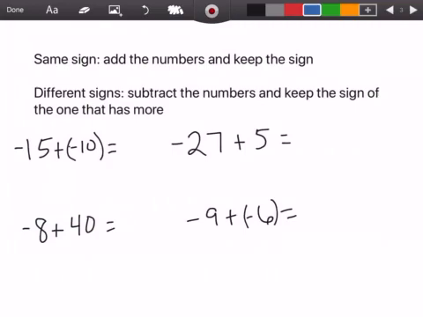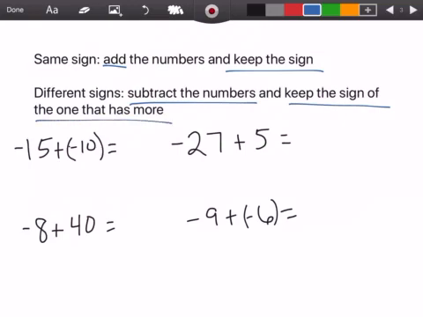They're on the blue counter. So if we have integers with the same sign, so a positive plus a positive or a negative plus a negative, we add the numbers and we keep the sign. Very simple. I'm taking positives and putting them together so they stay positive. I'm taking negatives and putting them together, they stay negative. But if we have different signs, a positive and a negative, we are actually going to subtract the numbers because we're creating 0 pairs, and then we keep the sign of the one that has more.